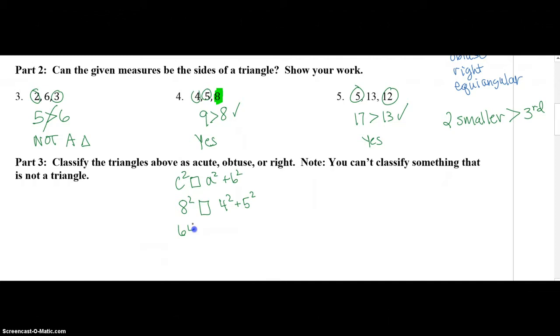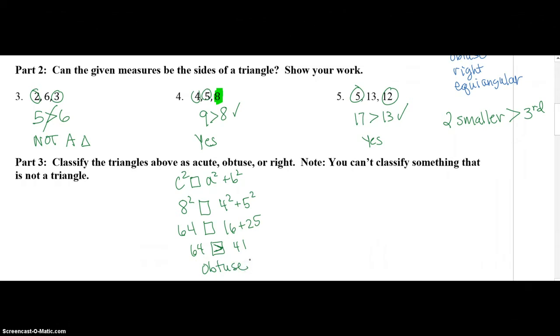So we've got 64, 16, and 25. So on the right hand side we are going to get 41, and 64 is greater than 41, and the rule says that if it's greater, then this is an obtuse triangle. If it was less than, it would be acute.